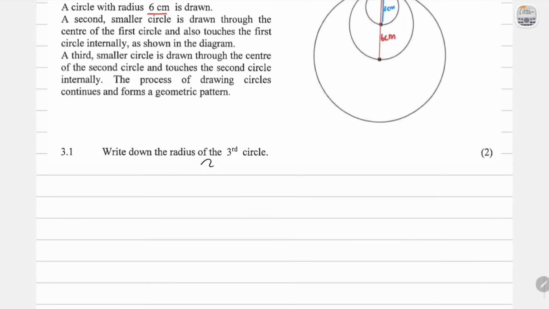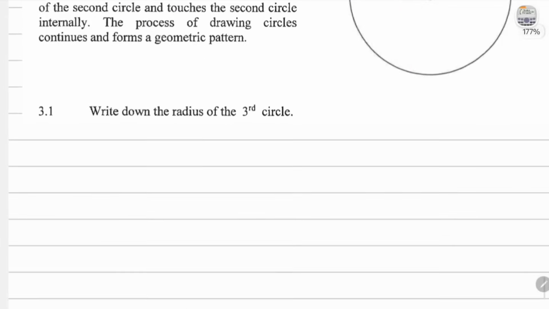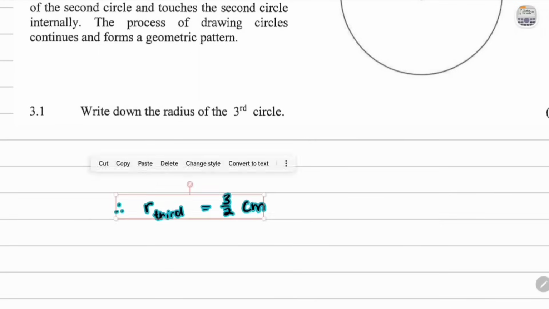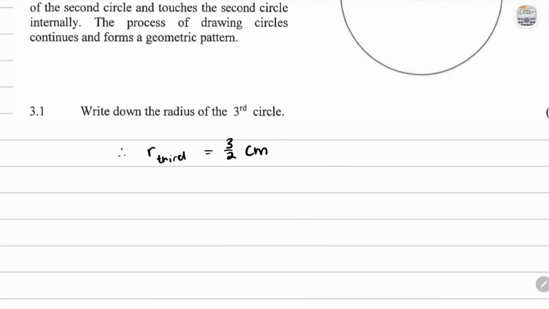So the first question is to write down the radius of the third circle. You know that the first circle was 6 centimeters. Then that gets divided by 2, and the second circle's radius is 3 centimeters. And that would get divided by 2 to get the third circle. So we would know that the radius of the third circle would be 3 over 2 centimeters, since they just keep being divided by 2. And that would be our answer.